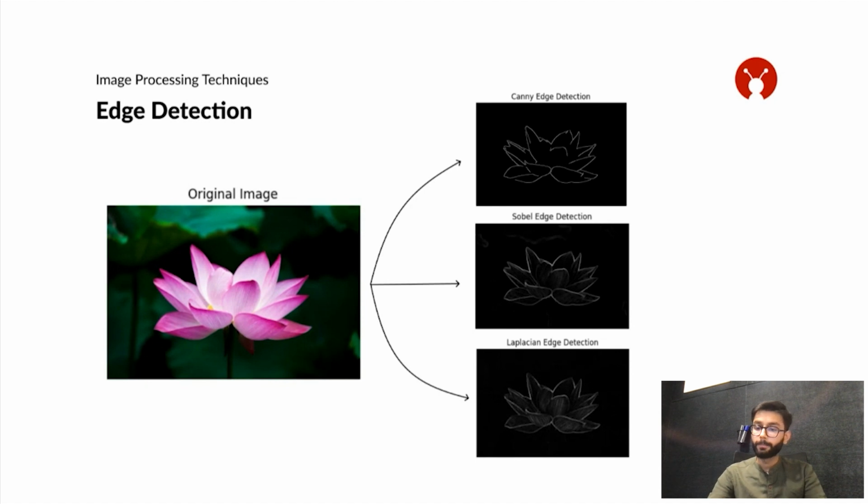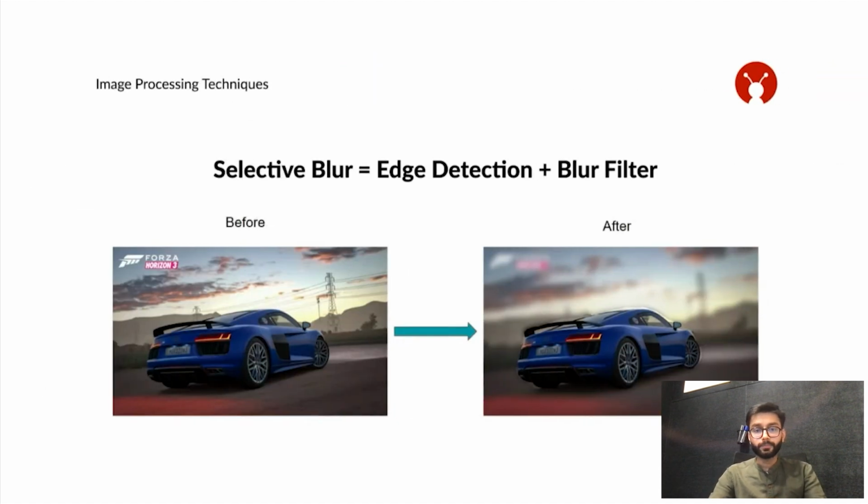Okay. Then selective blur equals edge detection plus blur filter, right? That means we have detected the edges of our entire object. Now we can select that particular object, and we can select the particular background that we want to blur, right? So we have selected the background, and we have applied that blur filter that we have already seen. From here we can get our desired results.